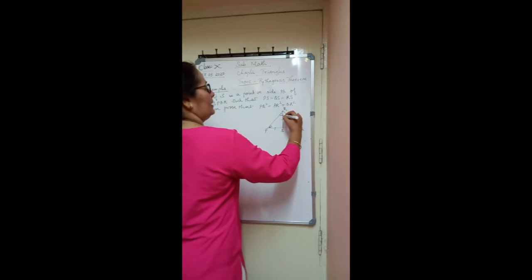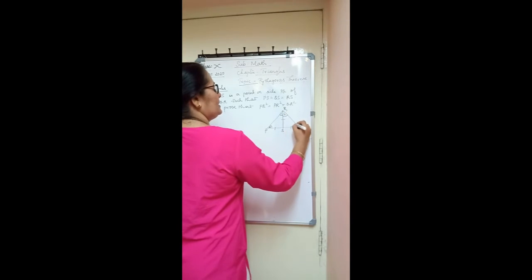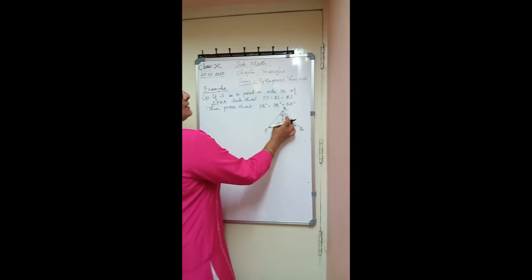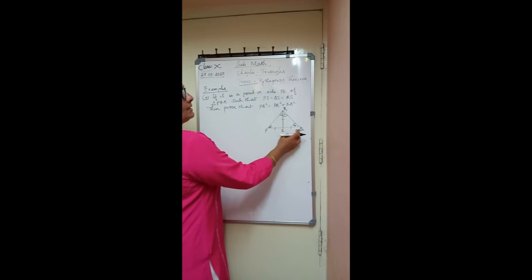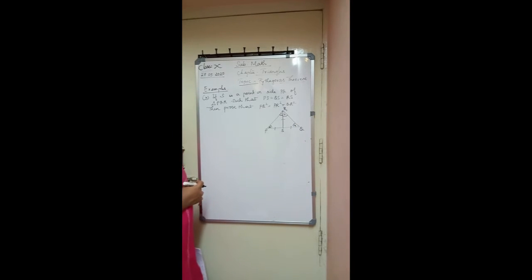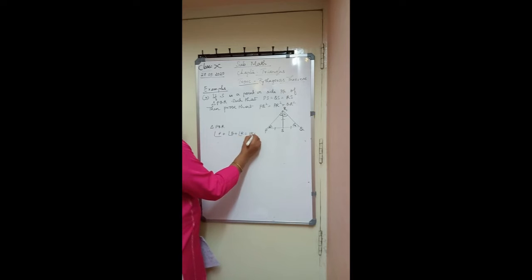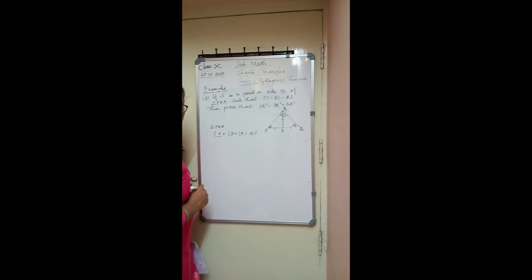Then here angle 3 equals angle 4. Why? Because this angle is equal to this, because SQ equals RS. Now use the angle sum property. In triangle PQR, angle P plus angle Q plus angle R is 180 degrees.